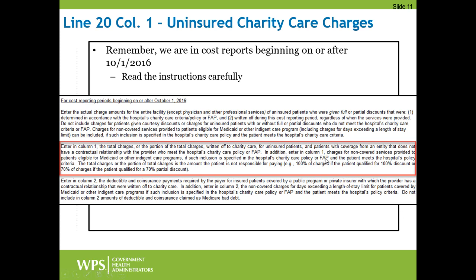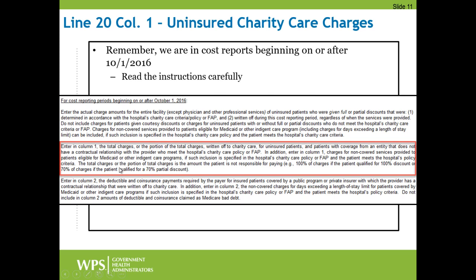We will also allow in column 1, the uninsured column, charges for non-covered services provided to patients eligible for Medicaid or other indigent care programs if, again, it's in your hospital's charity care policy. So non-covered services. The patient is technically insured because they have Medicaid, but they're not insured for that particular service. So it's going in the uninsured column, which would be a charge amount anyways. So that amount would, of course, be reduced by the cost to charge ratio.